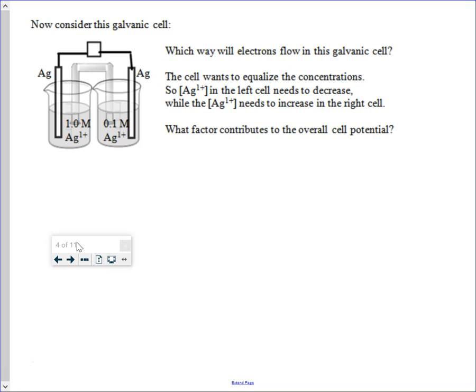So the question here is which way will the electrons flow in this galvanic cell again? And then the next little block of words will hopefully help you answer that question. So the cell wants to equalize its concentrations. Okay? So silver ions in the left cell will need to decrease, while the silver ions in the right cell will need to increase. So if we want to remove ions in the left cell, what we really want to do is reduce the Ag1+ into silver metal. So the reduction is going to occur on the left-hand side.